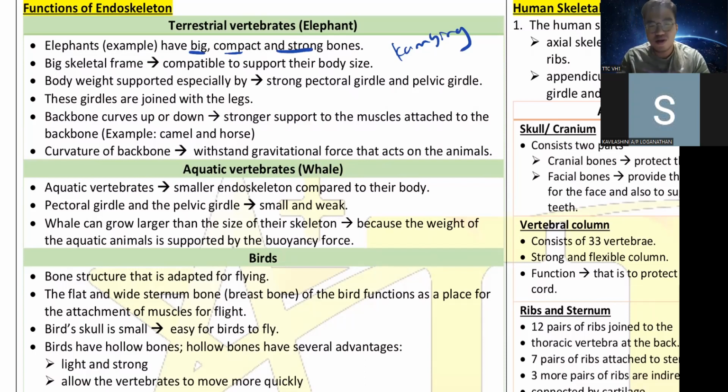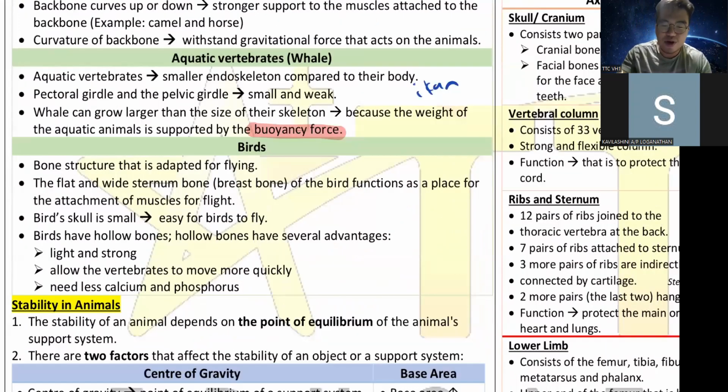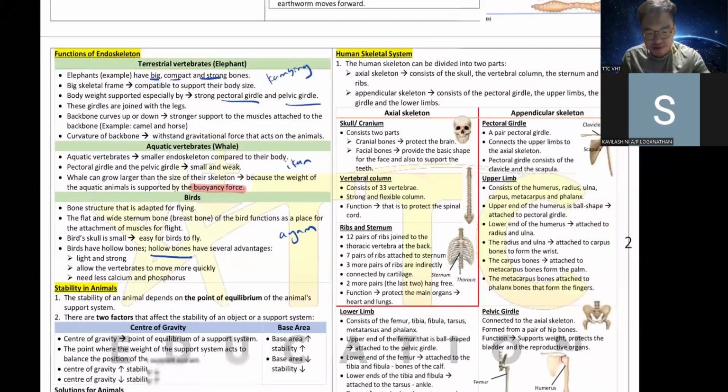They have very big shoulder bone, pectoral girdle, and very big hip bone, pelvic girdle. Whereas water animals have the weakest bone. Think of kari ikan. The fish bone is really small because they have buoyancy. They have buoyant force. They can float. They don't need strong bones. Whereas your kari ayam, they are somewhere in the middle. They are lighter than mutton because they need to fly. They have hollow bones.